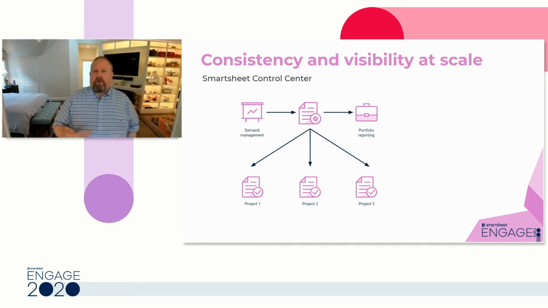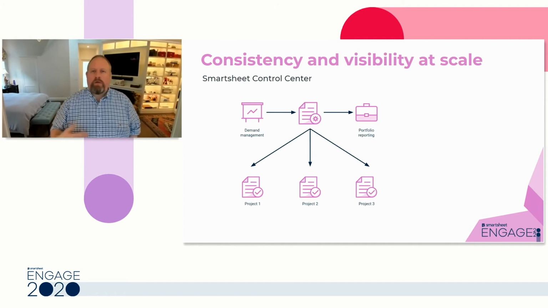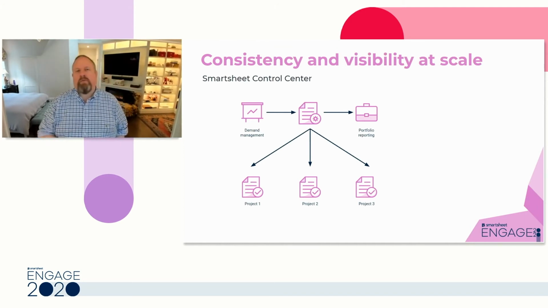The next thing that you're really going to want is portfolio reporting. So you've got 1,000 projects. How are those projects actually doing? And where are your hot spots? Where do you need to intervene? How are you doing against your budget?